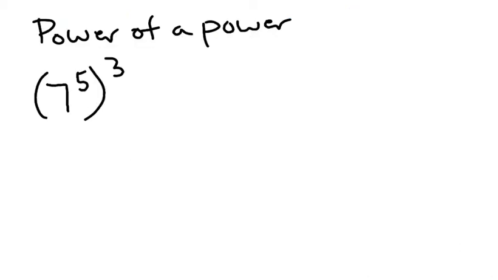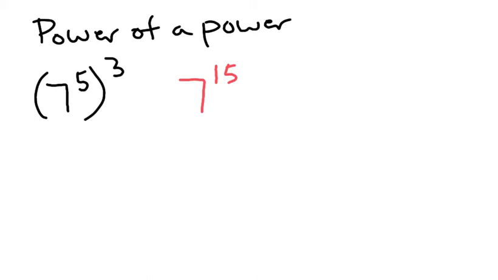Okay, now we're going to learn about the power of a power. This is our third property. This one always has a base raised to one power, and then it has a second power hanging around outside the parentheses. So it's very easy to recognize. This one, we're finally going to multiply. We're actually going to multiply our exponents. The answer to this is 7 to the 15th.